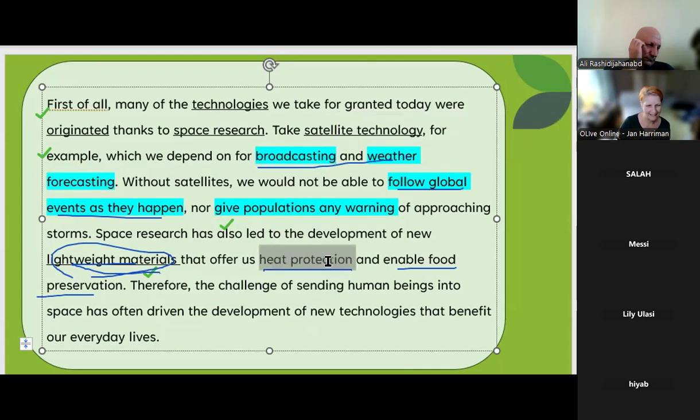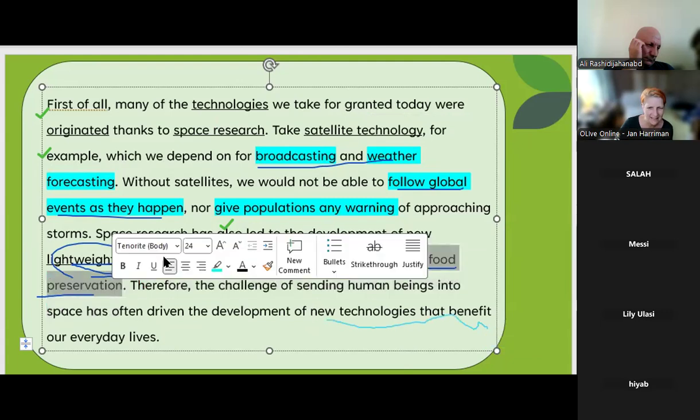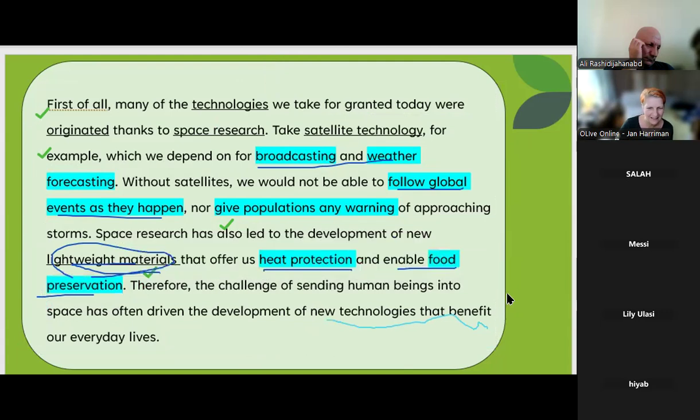What was in their plan? Heat protection? Yes. Food preservation? Awesome. Two examples of materials. Excellent. And what is this last sentence doing? It's restating the first sentence and linking to our opinion that space is worth the money, right? That's linking to that opinion. And that connection is what boosts your score. Okay? Absolutely.